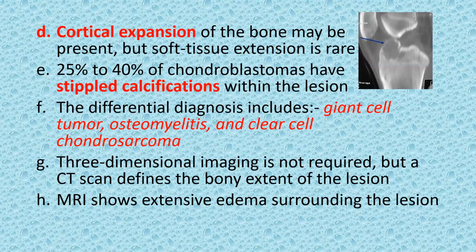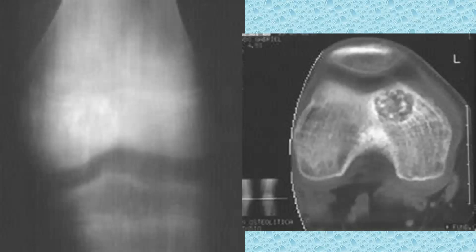Three-dimensional imaging is not required, but a CT scan defines the bony extent of the lesion. MRI shows extensive edema surrounding the lesion. These are cuts. You see that the lesion is in the epiphysis of the proximal tibia and of the distal femur.